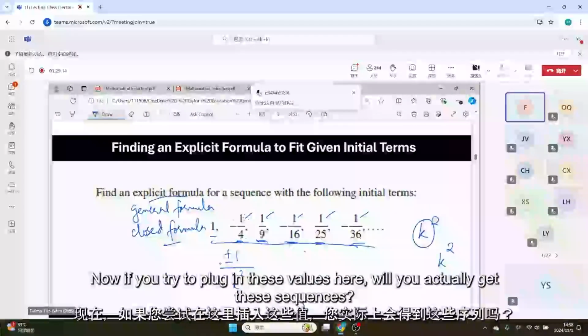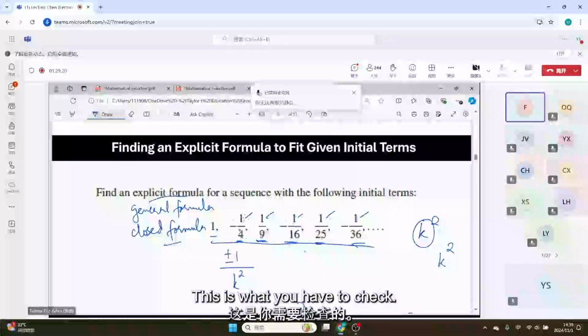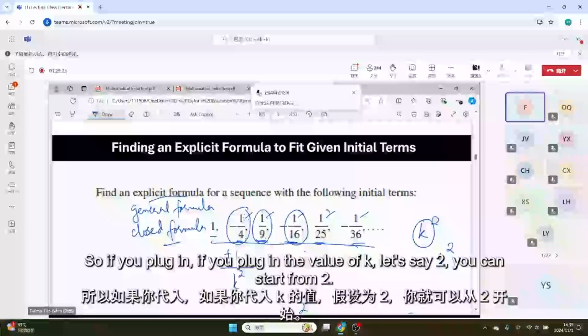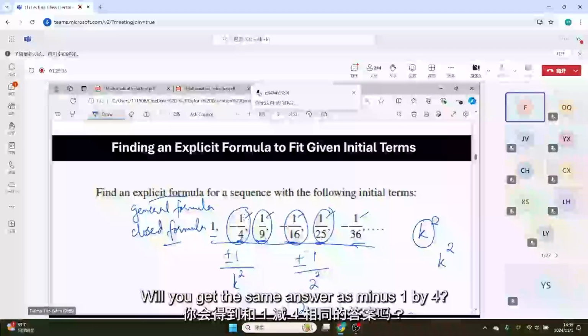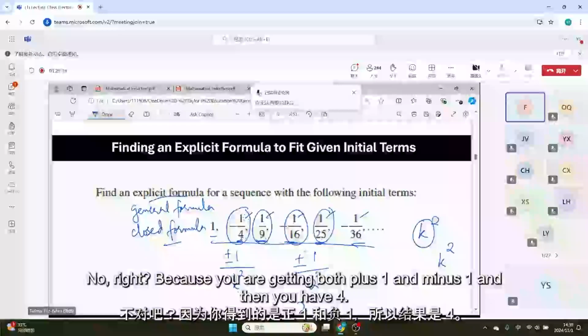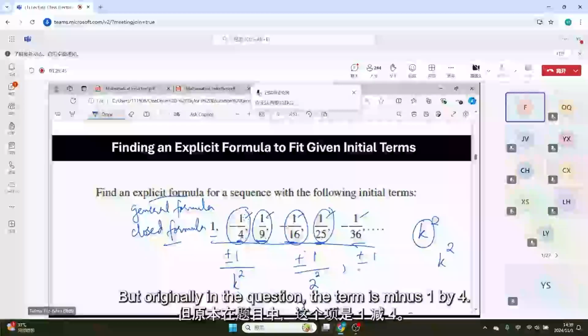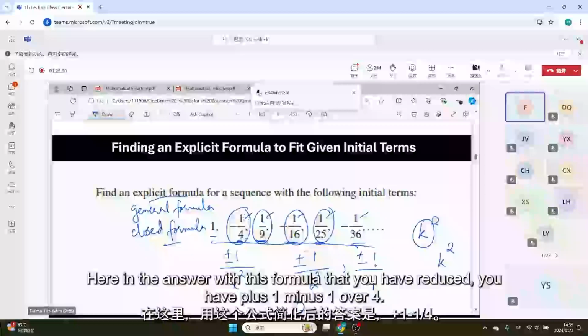Now, if you plug in values here, will you actually get these sequences? This is what you have to check. If you plug in the value of k, let's say 2, we can start from 2, will you get the same answer for the second term, -1/4? No, right? Because you are getting both +1 and -1, and then you have 4. But originally in the question, the term is -1/4. Here, with the formula that you have reduced, you have +1 -1 over 4.